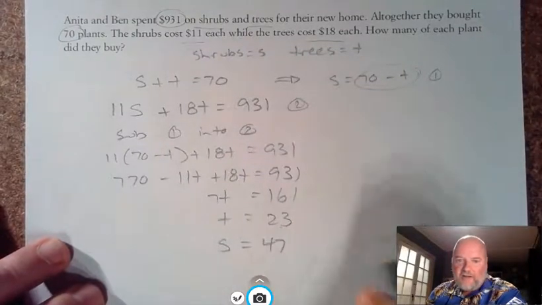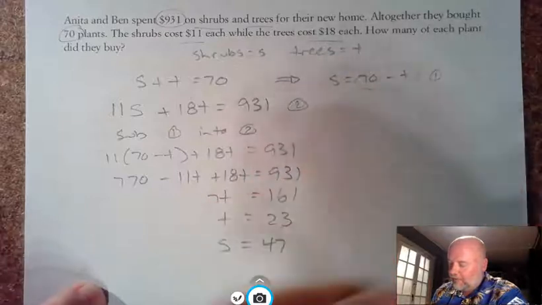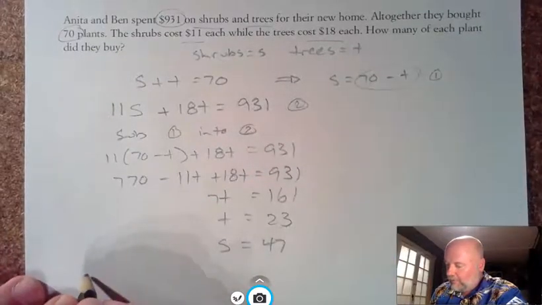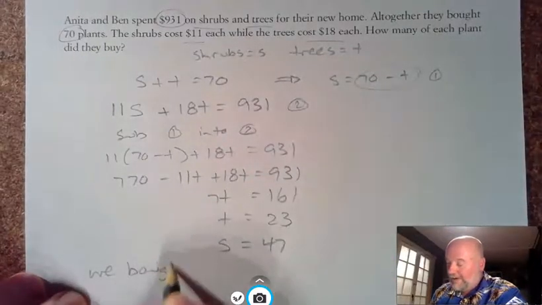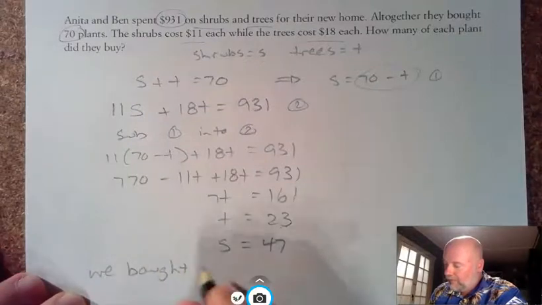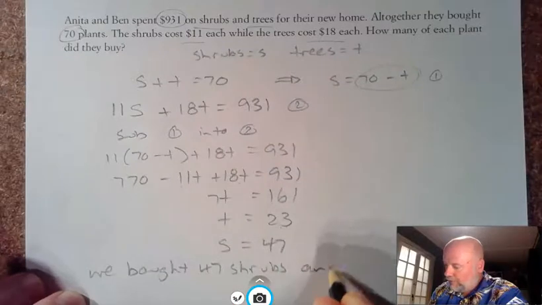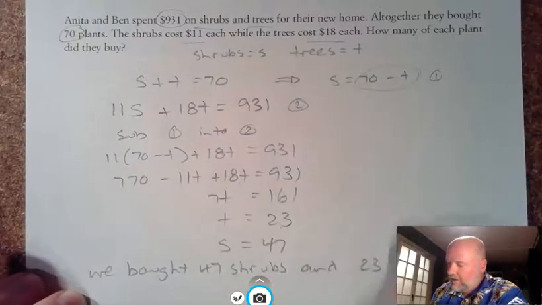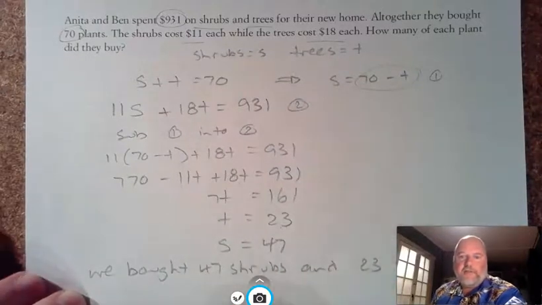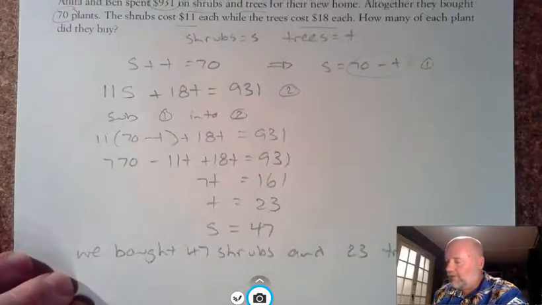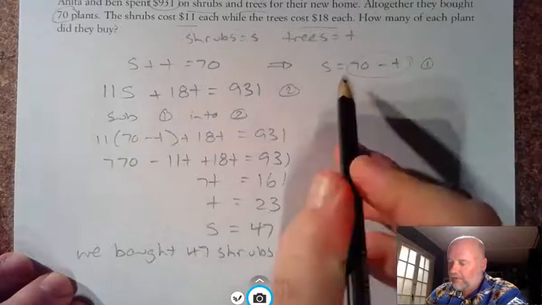So let's answer it now with a worded statement. So we bought, or Anita and Ben bought, 47 shrubs and 23 trees. Now let's just check that we've got it right, because it's always good just to substitute it in and see if we've got it spot on. So 47 and 23 is 70, so it satisfies that one there.